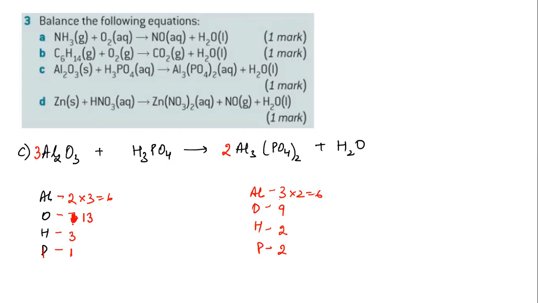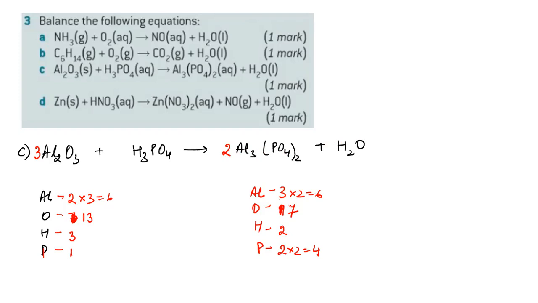Okay, yes, here. So there are 9. Second, phosphorus will become 2 into 2, 4. Okay, and this side oxygen will become 8 into 2, 16, 16 plus 1, 17. Okay. Clear? Yeah.